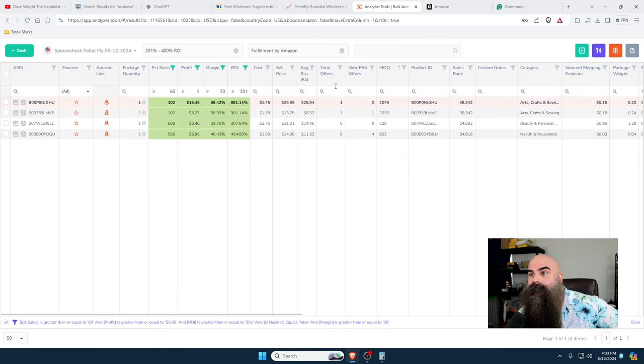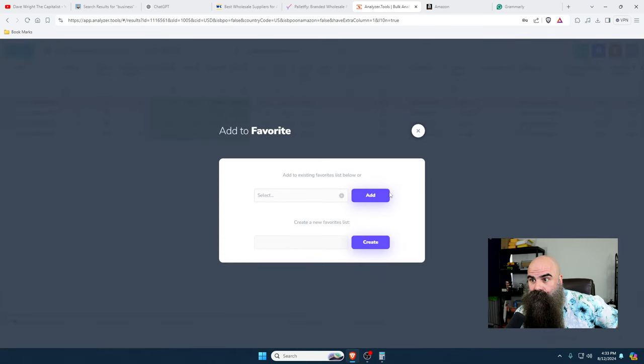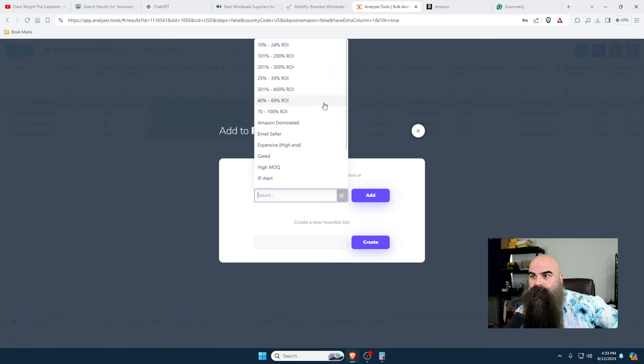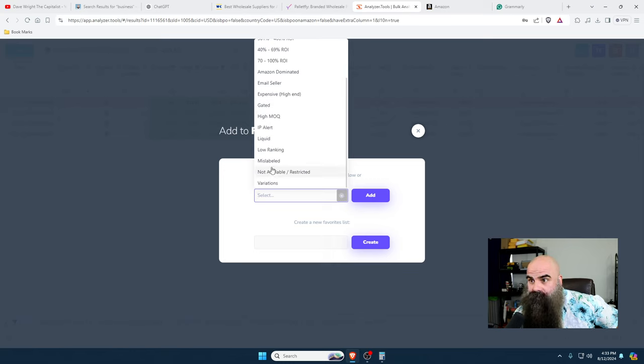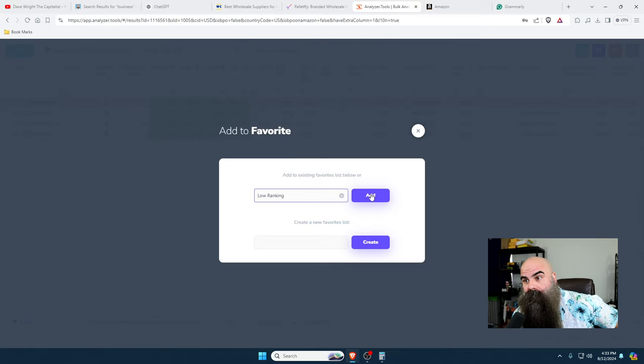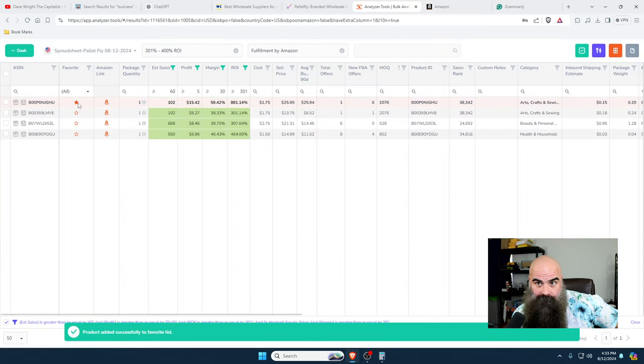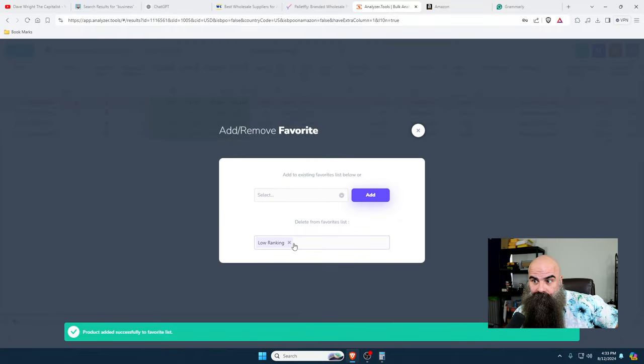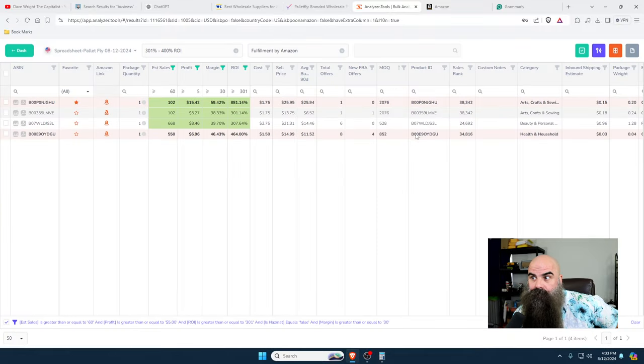So for me, the way I get rid of this is not get rid of it, but label it, because it'll remember this. And when I look at this Palletfly in the future, I won't have to look at this one again, because I'm going to go over here to my favorites and select some that I created. And I created one that says low ranking. So this has a low ranking. So I'm going to put that in there and add it. And now I know when I click on this in the future, it'll say low ranking and I'll know not to worry about that particular one.